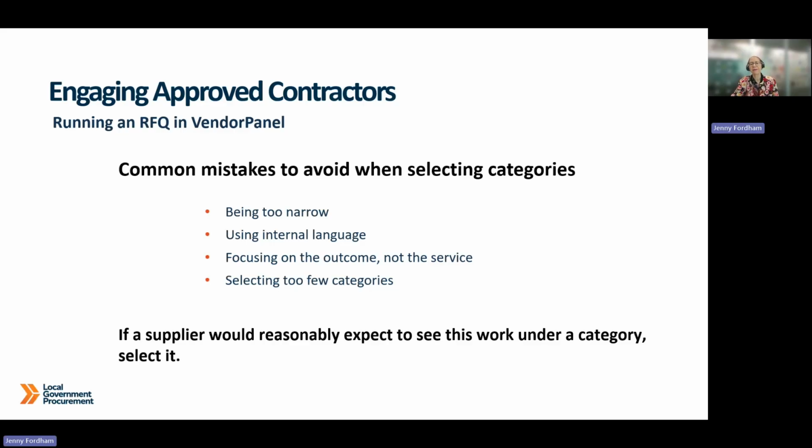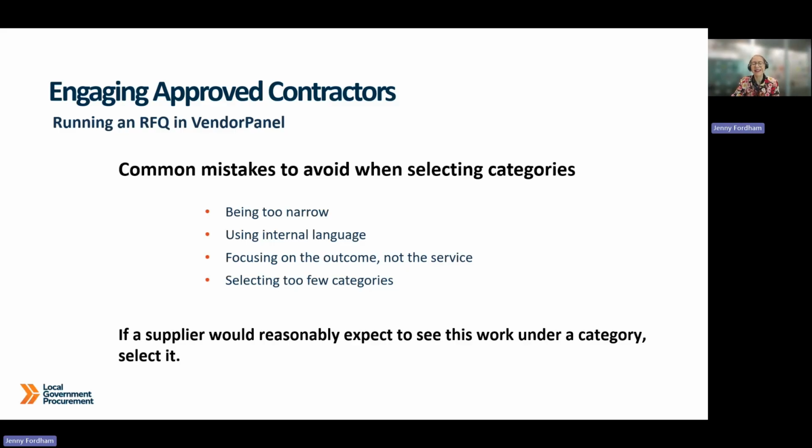Now let's look at common mistakes when selecting categories. One is being too narrow. If your categories are too specific, suppliers might not even see your request. Two, using internal language. Suppliers won't know your request codes or project codes or jargon, so keep it clear. Three, focusing on the outcome, not the service. So think about what the supplier actually does, not just the result you want.